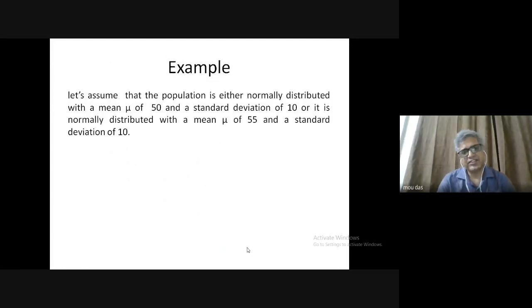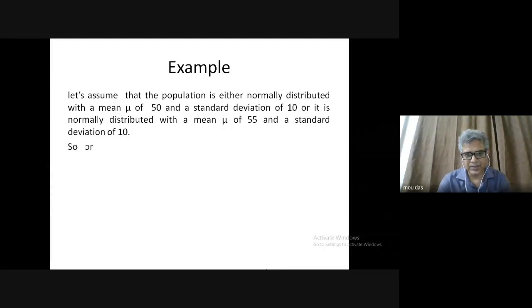Example. Let's assume that the population is normally distributed with a mean of 50, say that is the mean age of incidence of breast cancer, and a standard deviation of 10. Or our hospitals actually represent a different type of population, because we are seeing an older age of incidence of breast cancer, and it is normally distributed with a mean of 55 and a standard deviation of 10. So there are two situations.